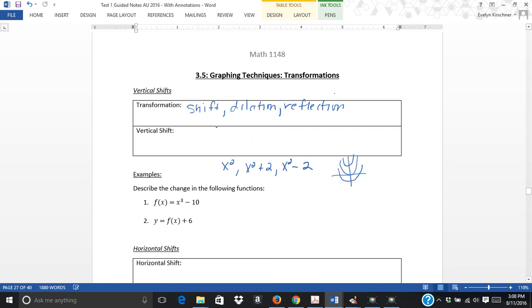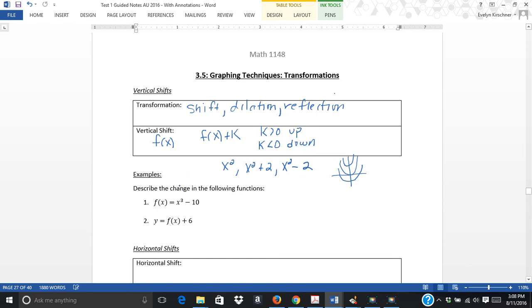So a vertical shift is when you start out with your parent function f of x, and then you go to f of x plus k, where k is some number. If k is greater than 0, then it's an upward shift, and if it's less than 0, it's downwards.